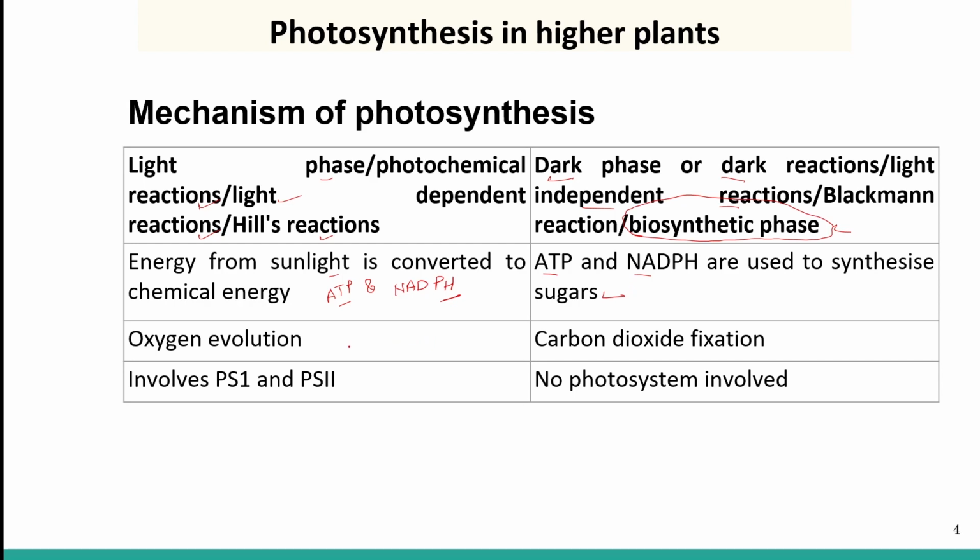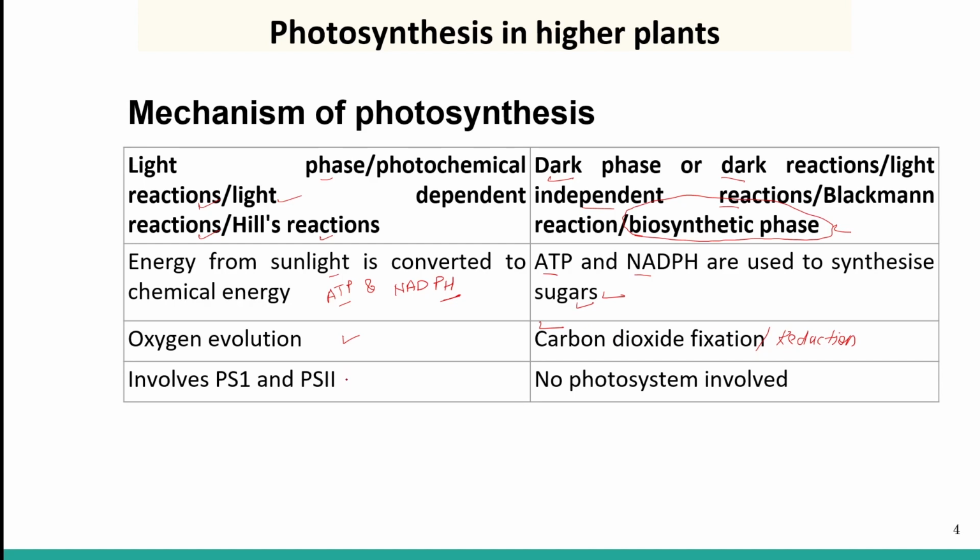In light reaction, what happens? Oxygen evolution takes place in light reaction, whereas in dark reaction, carbon dioxide fixation, or you can say carbon dioxide reduction takes place. Okay, there is a reduction of carbon dioxide, leading to the synthesis of the sugars or carbohydrates. The main sugar that is produced is glucose.